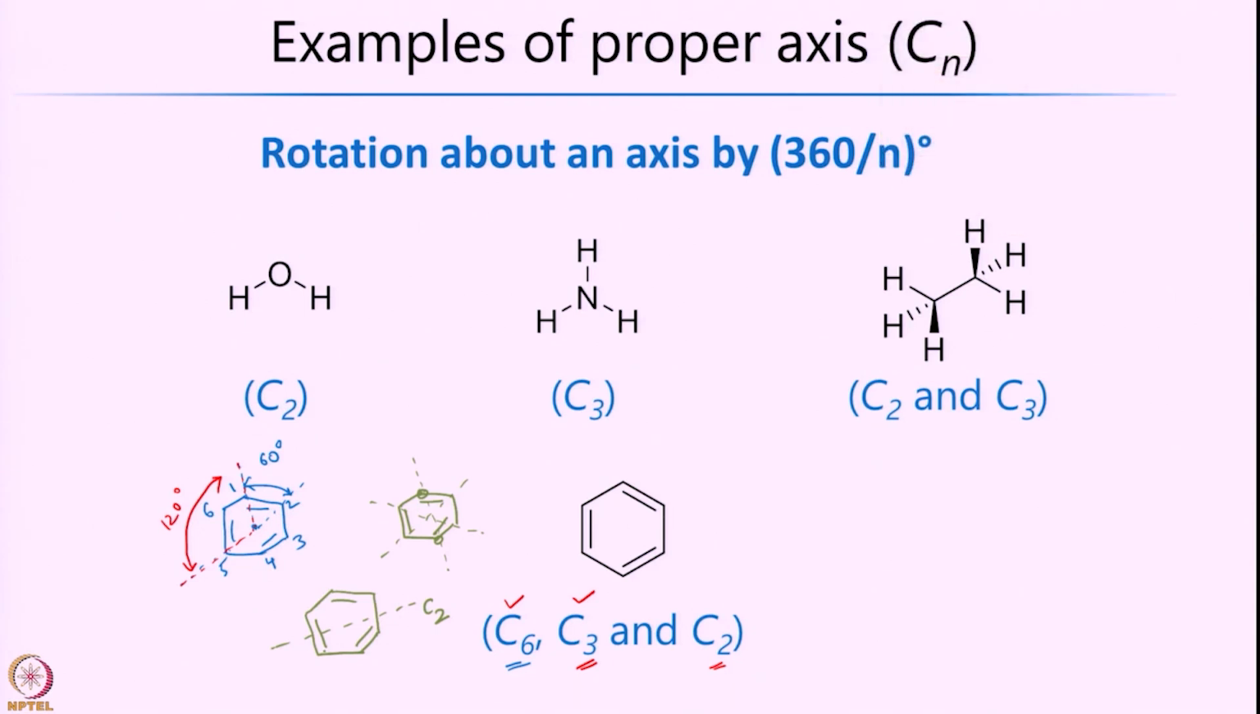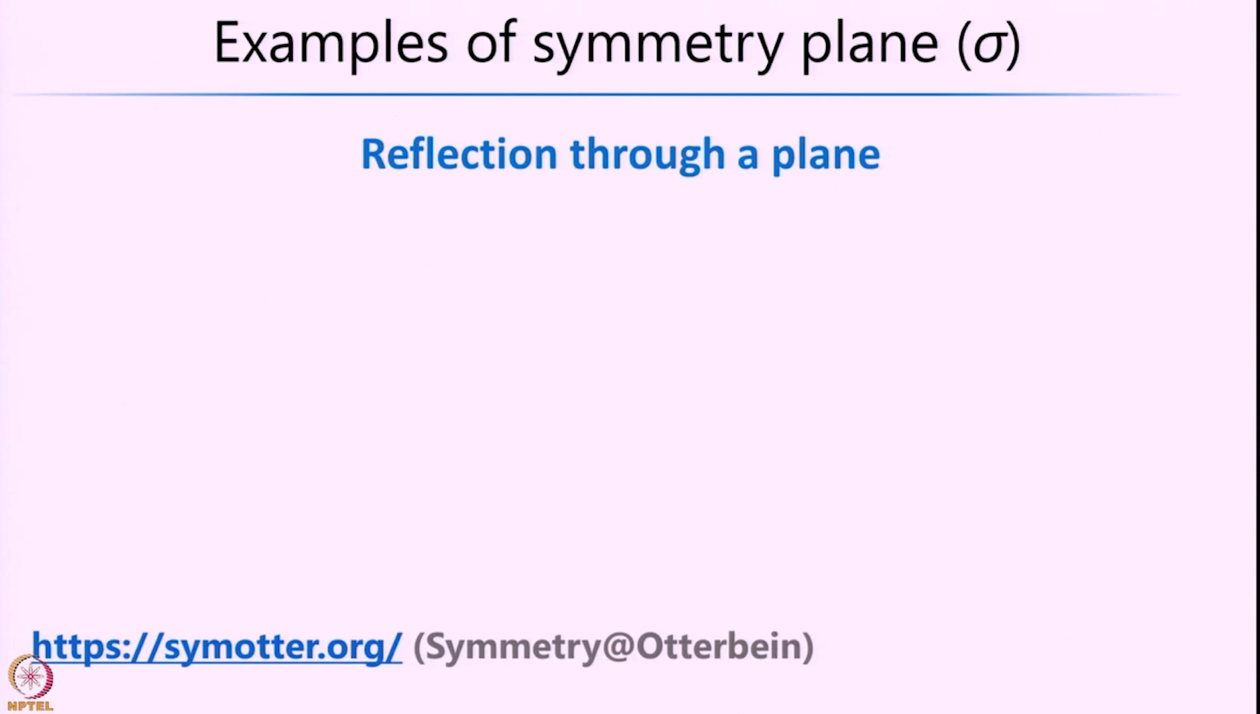Alright, so now we looked at what is called a proper axis of symmetry, and now let us look at something called a plane of symmetry or a reflection plane. In this, we will take the molecule and look at the reflection, if there is any reflection in the molecule, and on reflection, does it give the same molecule or a different molecule.